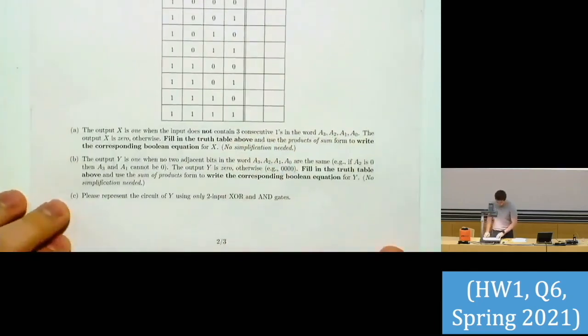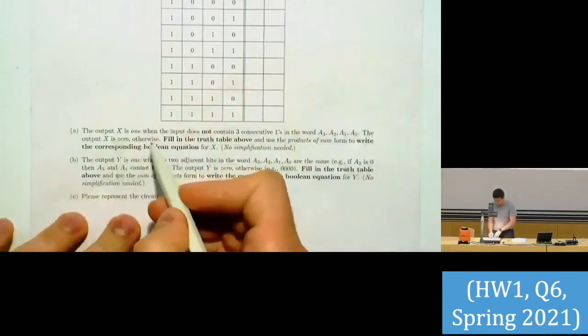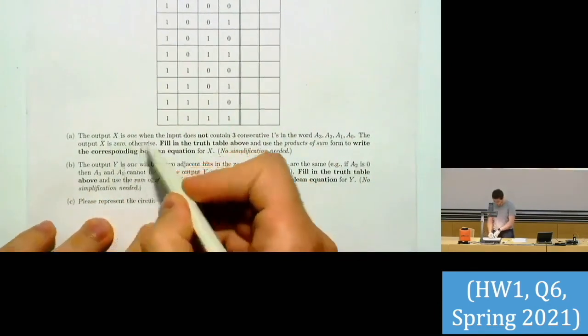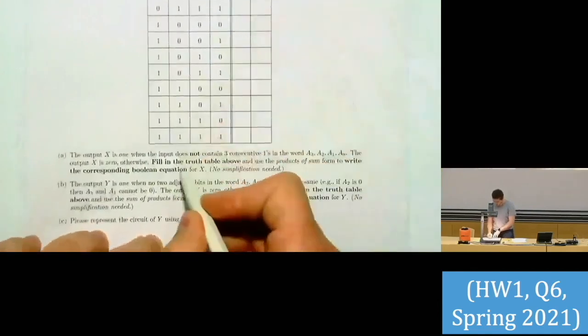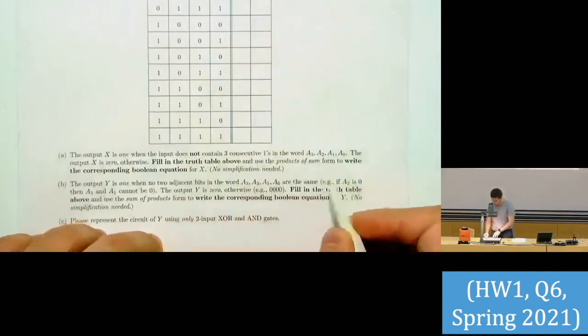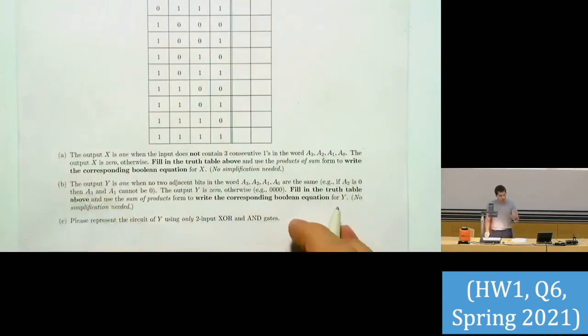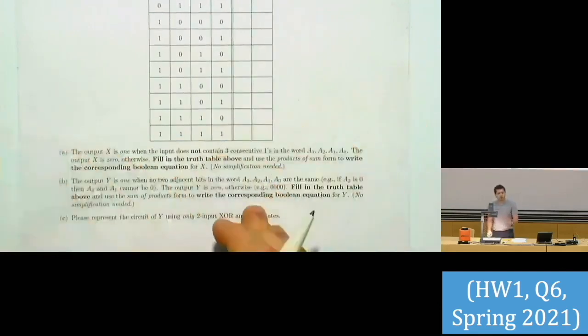So let's look at the first question here. The first question says, describe X first. X is 1 when all of the inputs do not contain 3 consecutive ones in words A3 to A0. Or, in other words, it is 0 when it contains 3 consecutive ones.